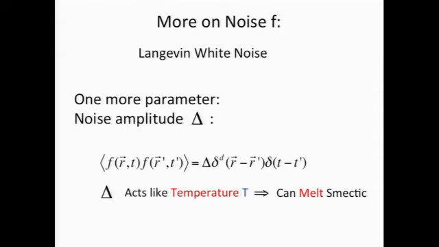I should say one thing about this. The noise is a Langevin white noise, so the only important parameter is its variance. We call that variance delta. Delta acts like a temperature in this problem. If delta is bigger, you have more noise. It's creating more fluctuations. And so you might expect that if you turn delta up enough, you could actually melt the smectic. And in fact, you can, and that's the transition I'm going to talk about towards the end.